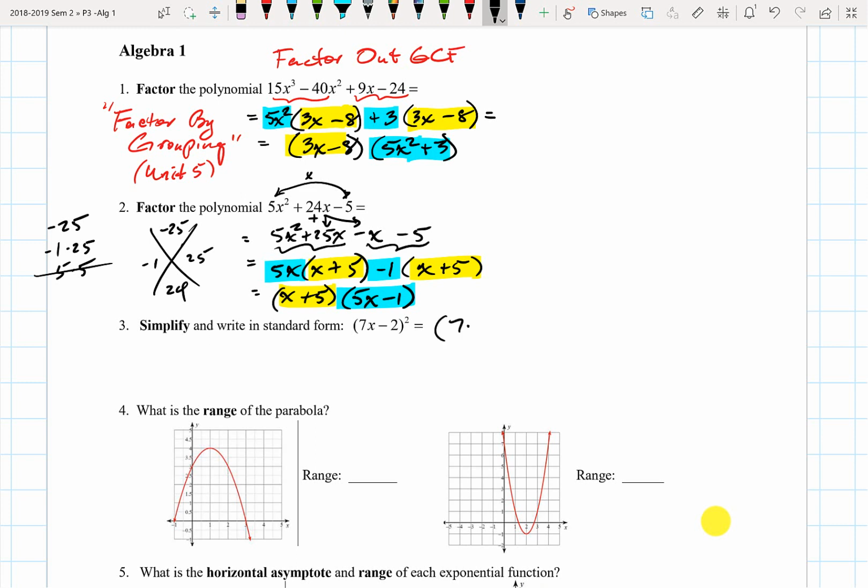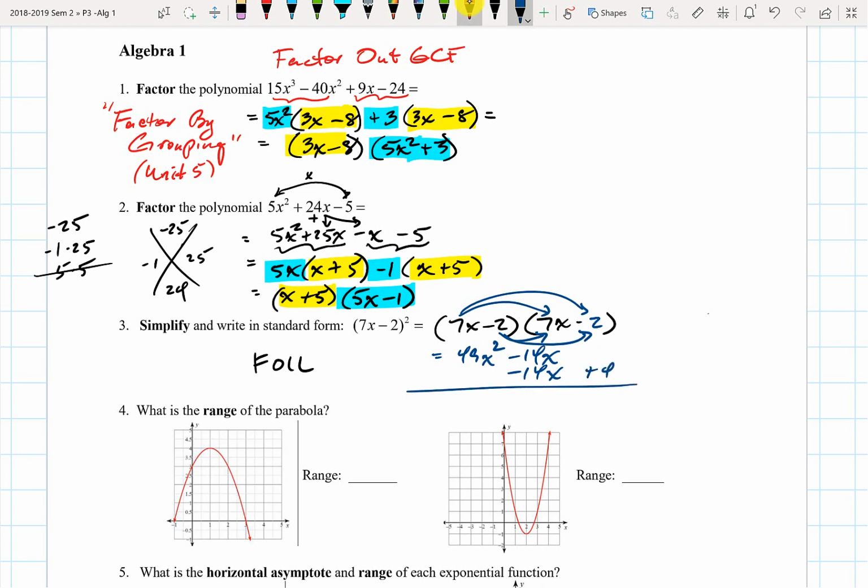All right, 7x minus 2 squared is 7x minus 2 times 7x minus 2, right? And then you use the FOIL technique or distributive property. All right, so here we go. 7x times 7x is 49x squared. 7x times negative 2 is negative 14x. Negative 2 times 7x is negative 14x. And negative 2 times negative 2 is a positive 4. So the end result here is 49x squared minus 28x plus 4.